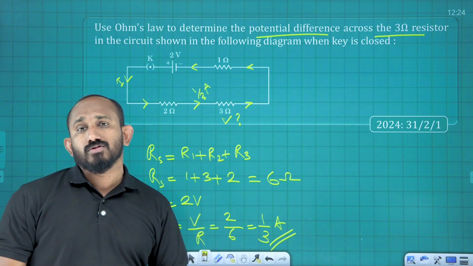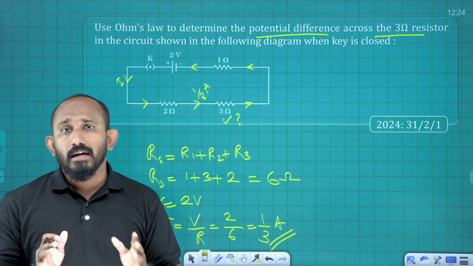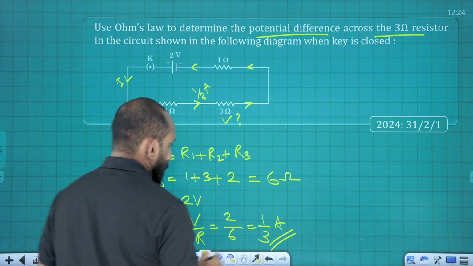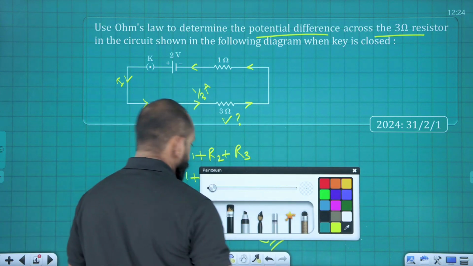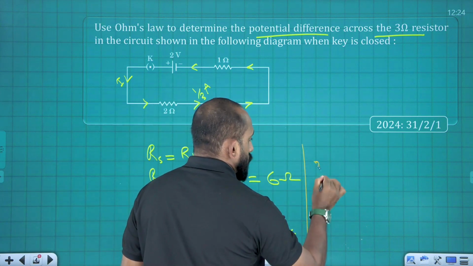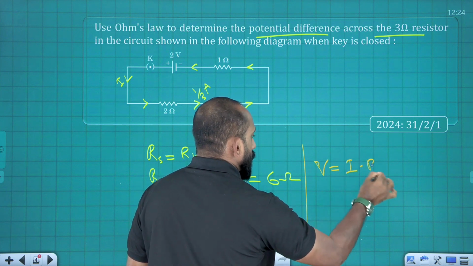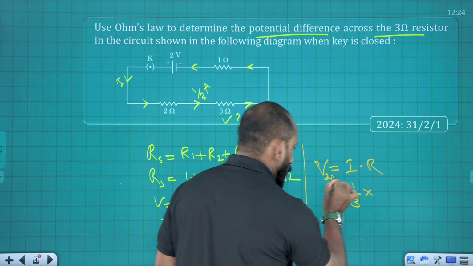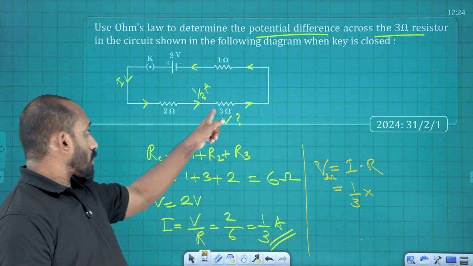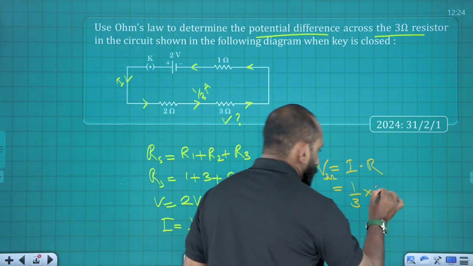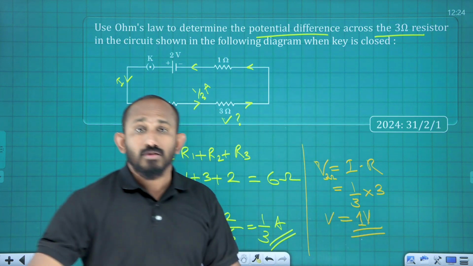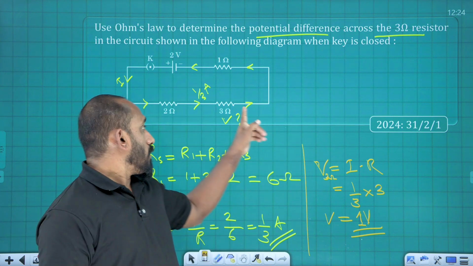So, voltage across a resistor, V equal to I times R. I into R, that is what Ohm's law says. So, voltage is equal to I into R. Here I is 1 by 3, into R. This is across 3 ohm only that we are calculating. So, across 3 ohm is the resistance. 1 by 3 into 3 is nothing but 1 volt. So, voltage is 1 volt across 3 ohm.